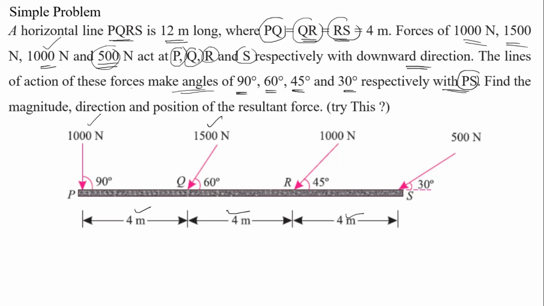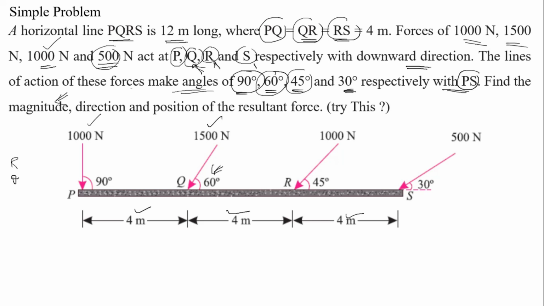The first force, 1000 Newton, is acting at point P at 90 degrees, and at Q it is 60 degrees with respect to the horizontal axis, and 45 degrees for the next force at R, and the last one, the force acting at point S, is 30 degrees with respect to the horizontal. So now we have to solve, and we have to find the magnitude of the resultant R, the direction theta and the position, right?